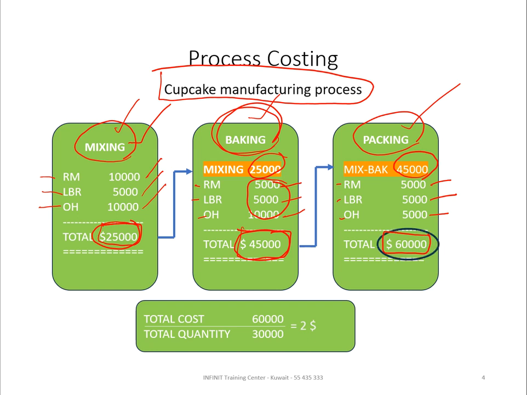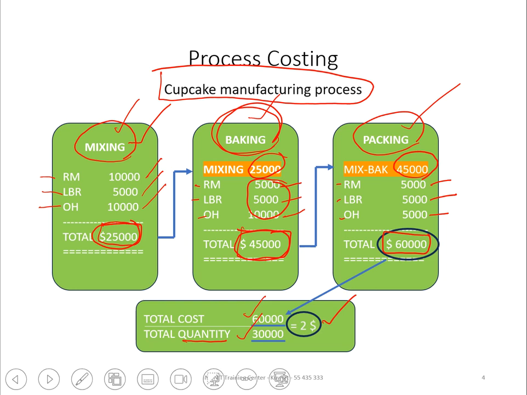Now assume that we spent 60,000 for making 30,000 units. This is the quantity. So what is the per unit cost of a cupcake? It comes to $2. How? 60,000 divided by 30,000. Again, it is just a hypothetical situation. Don't look for actual values and don't compare this number with actual values. So now you got $2 per unit of cupcake made.